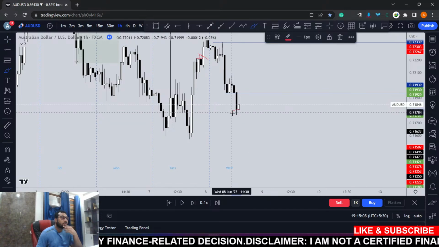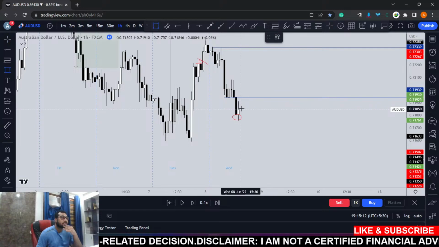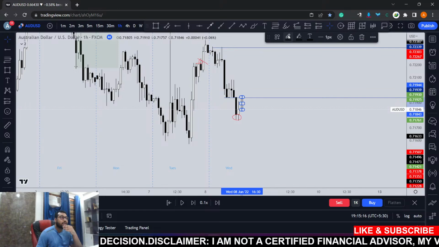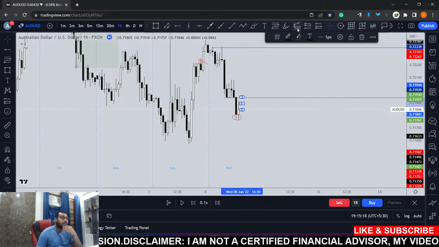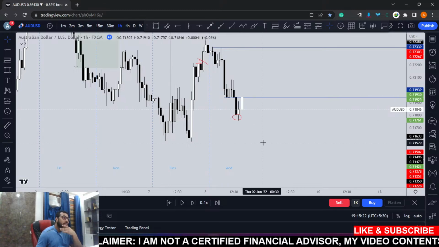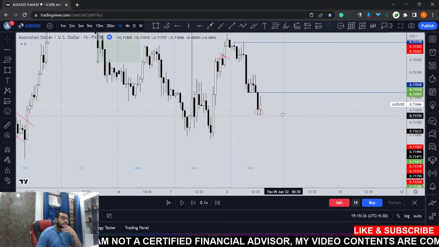Forming some sort of equal wicks. Let's suppose our next candle just goes up and tags me in. If it closes somewhere at around this area, then there is a high chance it will form a V-shaped structure. Just wait.